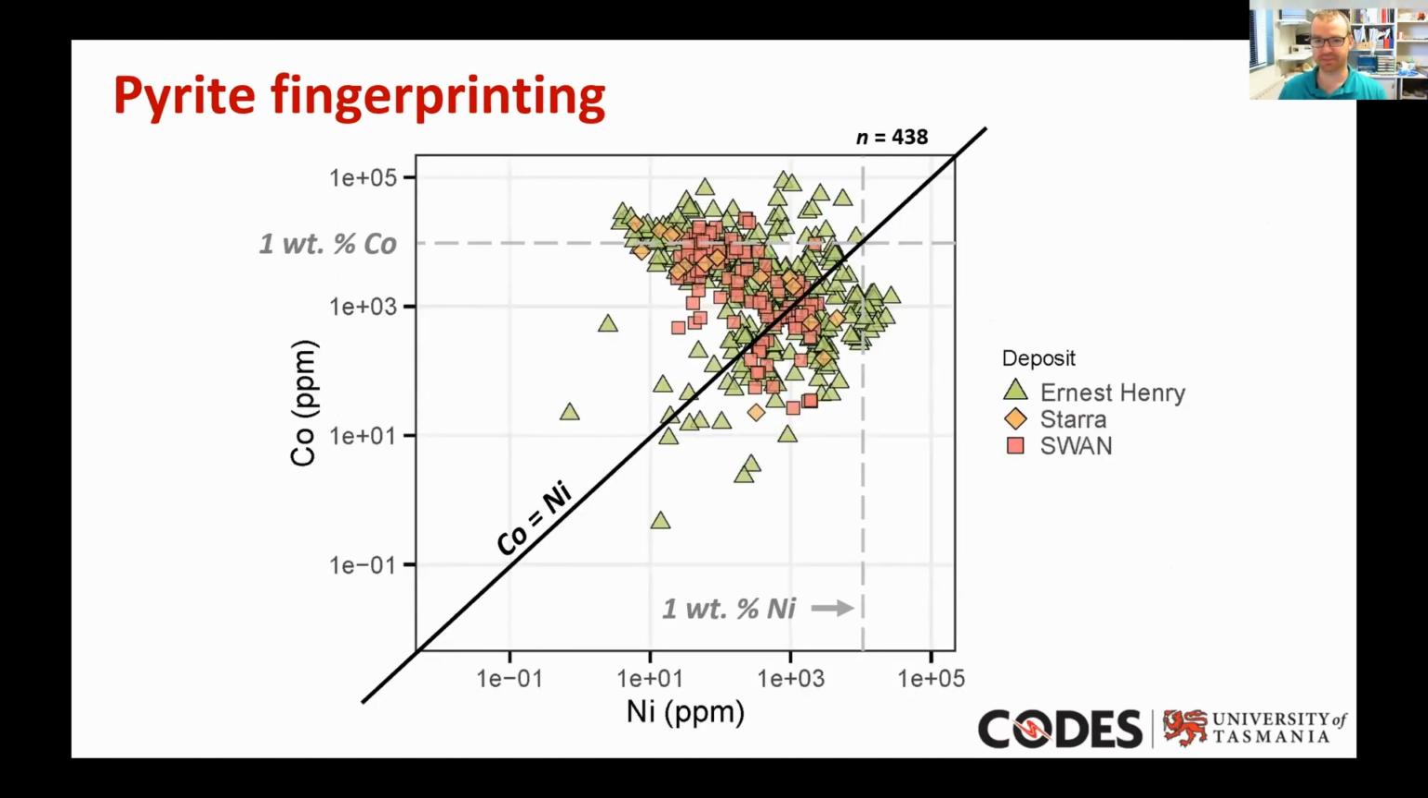If we look at similar information, cobalt over nickel, there's our trend, what we're unofficially calling an IOCG trend. We also have a second trend developing that has lower cobalt and nickel, and the ratio between those two is kind of 1-to-1 as opposed to 10-to-1 or 100-to-1, which is more or less what happens in this end of the IOCG trend. This obviously gets closer to 1 weight % nickel and lower cobalt. That's just from Ernest Henry, Starra, and SWAN.